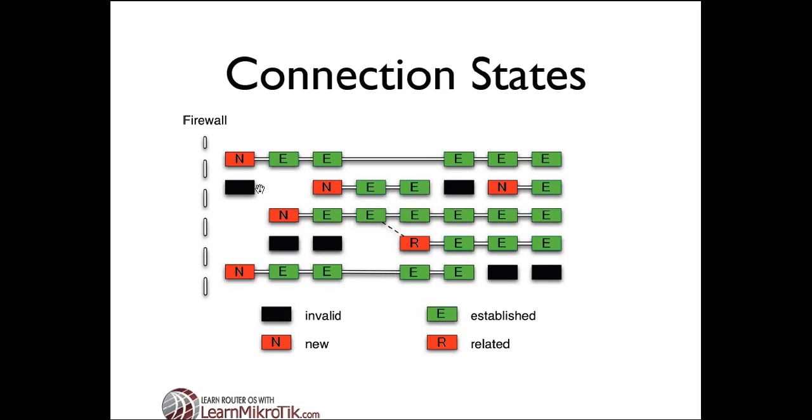And so following an invalid packet, the next connection would be a new connection with established following, and so on. So this is kind of the sequence that connections go through. They start out new, and then they go to established. And in this particular scenario, we have a related connection, which is part of this established connection.